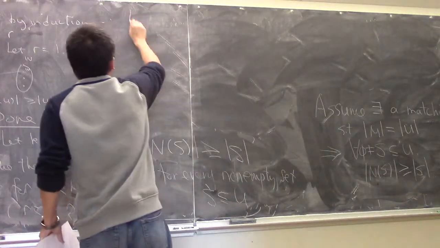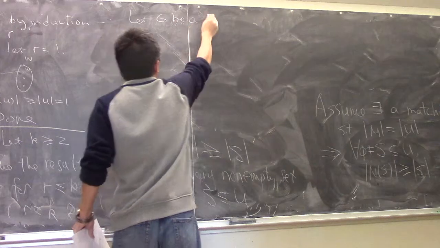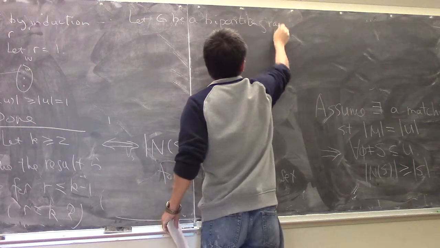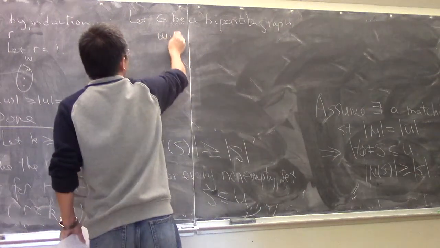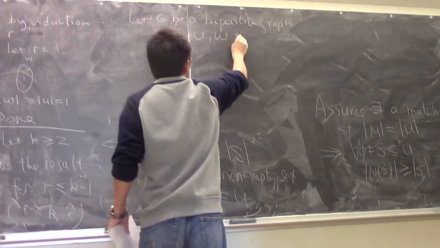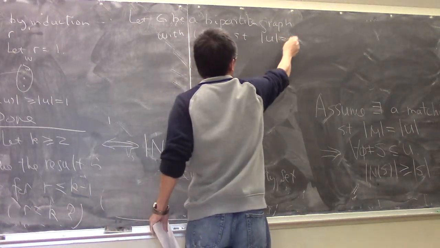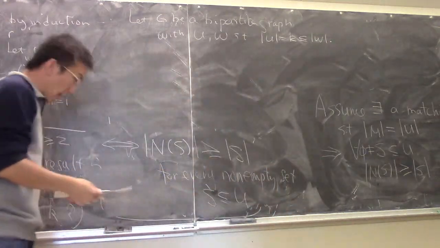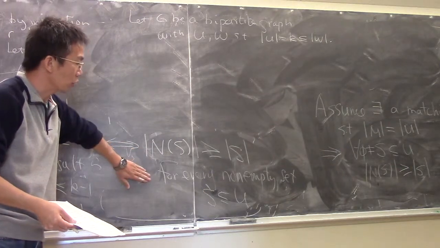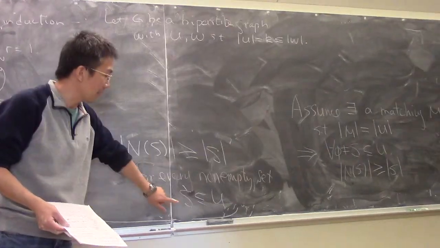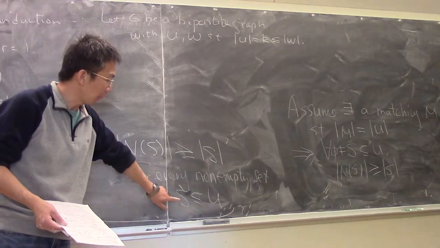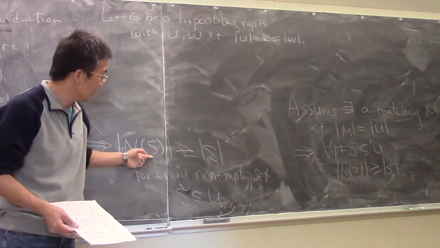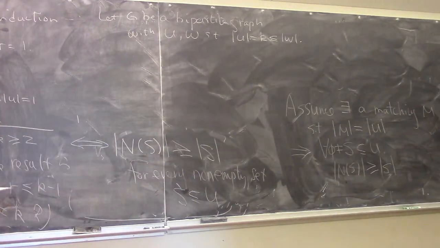Now let G be a bipartite graph with two sets, U and W, such that the cardinality of U is equal to k, which is less than or equal to the cardinality of W. And it also satisfies Hall's condition: for every non-empty subset S, the cardinality of the neighborhood of S is larger than or equal to the cardinality of S.